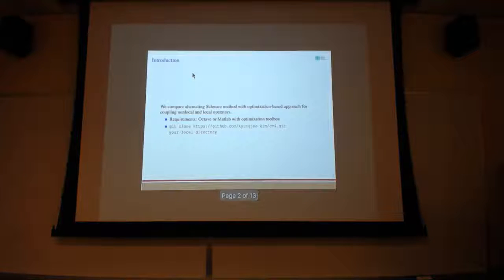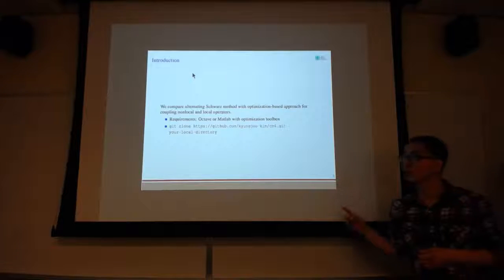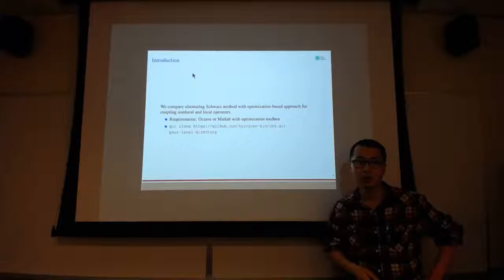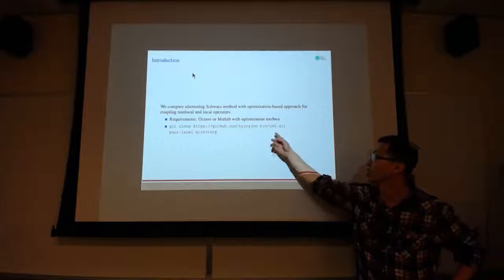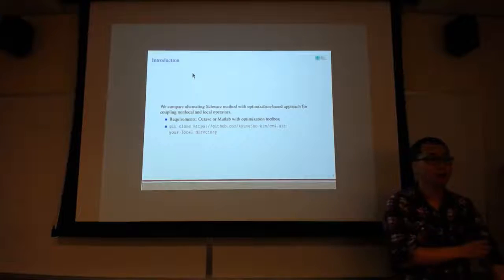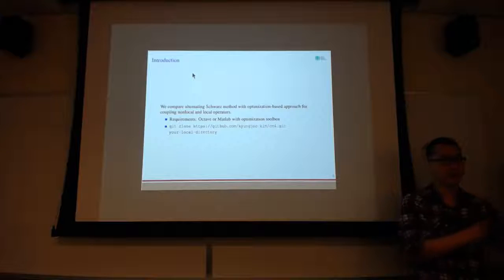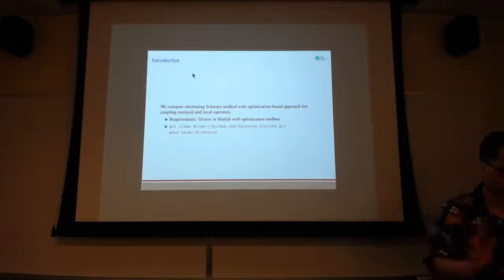So first, you need either Octave or MATLAB with the optimization toolbox, and for the optimization toolbox you need to purchase a license. So if you can use Octave, it's probably easier for you. Also, you can download this code from this GitHub repository. In the command line, you can just type git clone and this address. First, let's make sure that you get the code on your laptop.